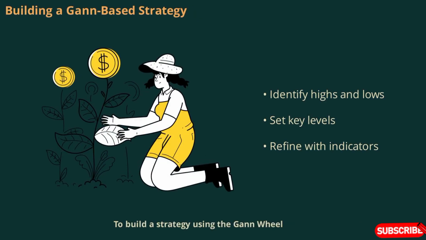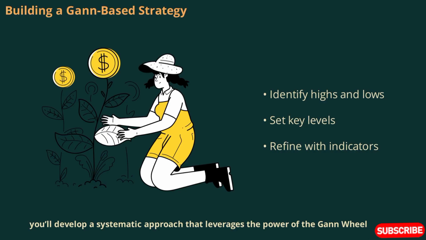Build a strategy using the Gann wheel. Start by identifying significant highs and lows. Calculate key angles and rotations and use these to set support and resistance levels. Combine this analysis with other market indicators to refine your entries and exits. With practice, you'll develop a systematic approach that leverages the power of the Gann wheel.